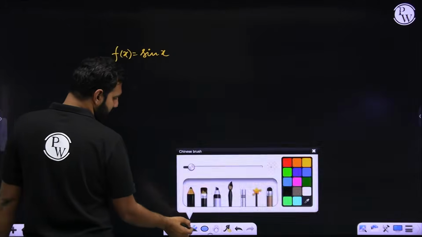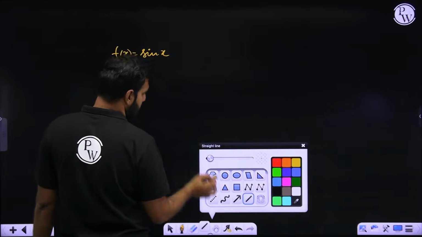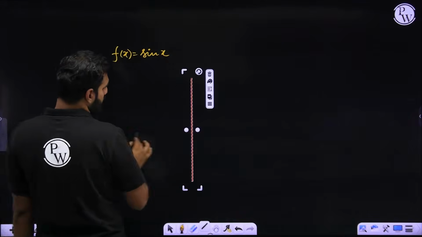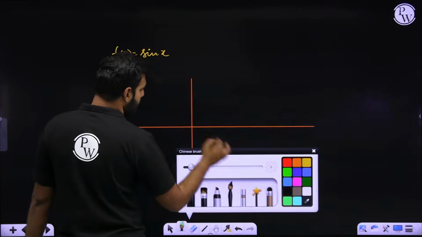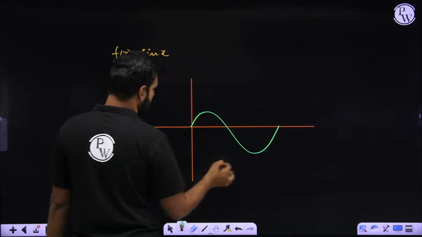Let's say I am drawing the graph of sin x. Just give me a second, participants. So let's say this is the y-axis, this is the x-axis, and there I'm drawing the graph of sin x. So this is how the graph of sin x looks.